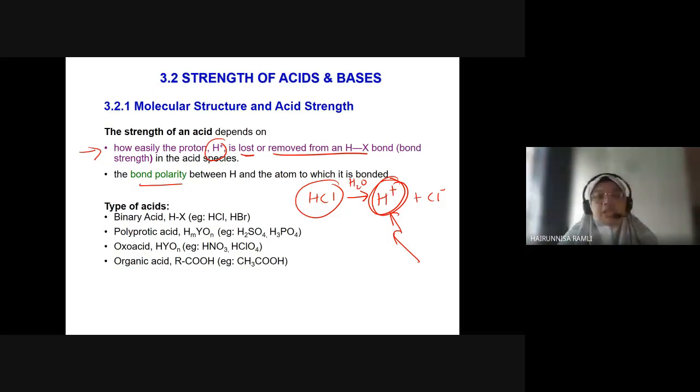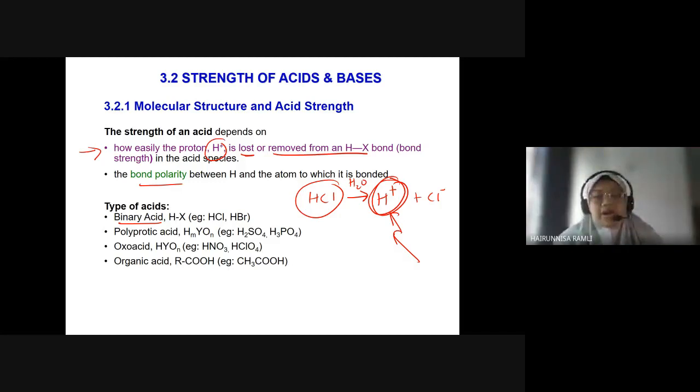We will explain again later. I hope you can, we will recap. So I hope you still remember. Okay, so we have here four types of acids. Okay, we have binary acids, which means there are only two elements. So the most basic is HX, HCl, HBr, HI, HF.